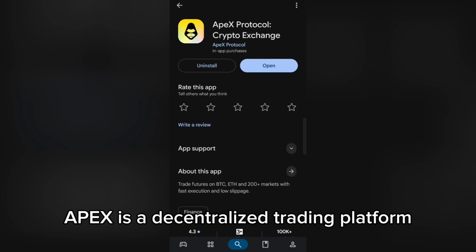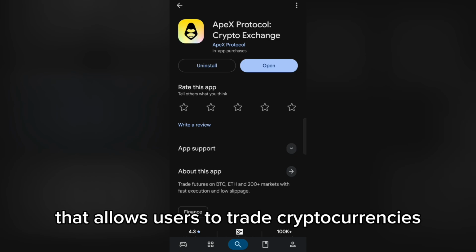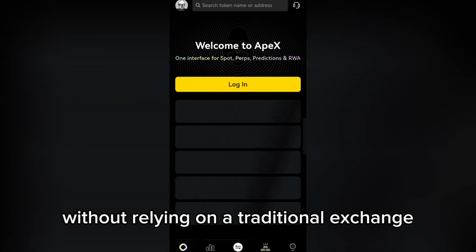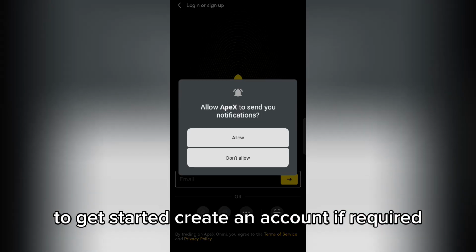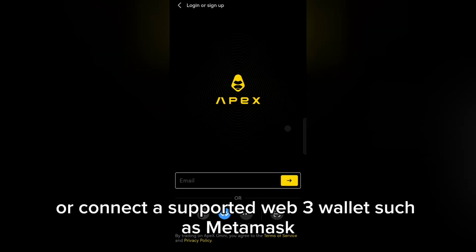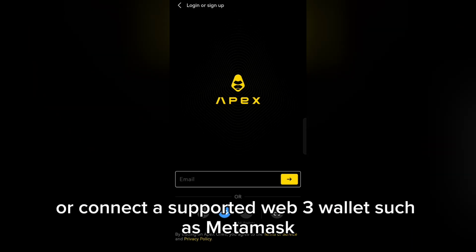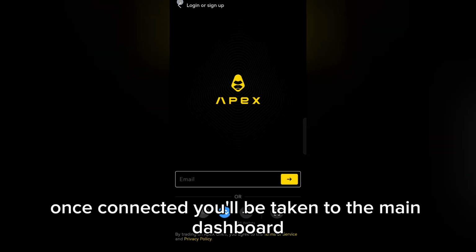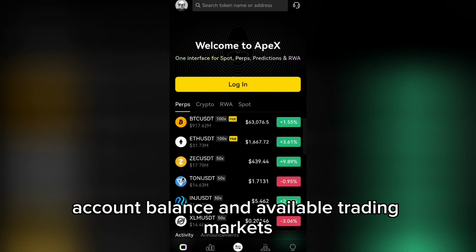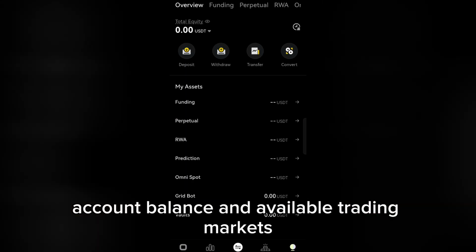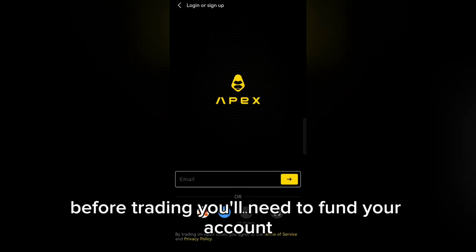ApeX is a decentralized trading platform that allows users to trade cryptocurrencies directly through their crypto wallets without relying on a traditional exchange. To get started, create an account if required or connect to supported Web3 wallets such as MetaMask. Once connected, you'll be taken to the main dashboard where you can view your portfolio, account balance, and available trading markets. Before trading, you'll need to fund your account.